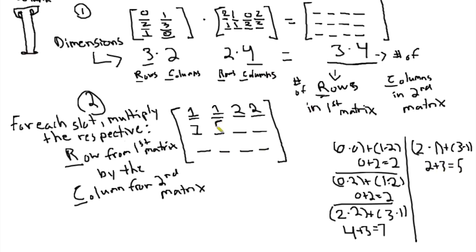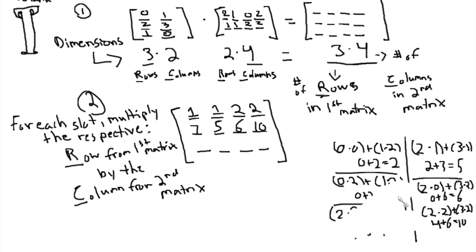So this is 5. Up next, we take the second row by the third column. So 2 times 0 plus 3 times 2. 0 plus 6, that'll be 6. Next, second row again, this time times the fourth column. 2 times 2 plus 3 times 2. 4 plus 6 is 10. We get 10. And I'll finish this up.